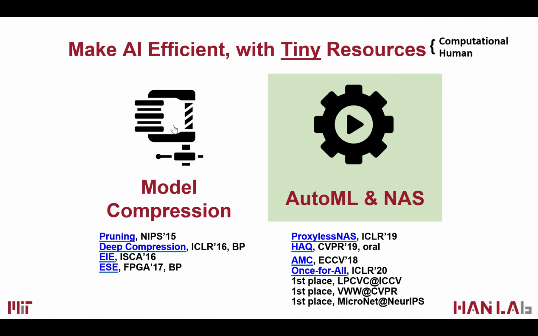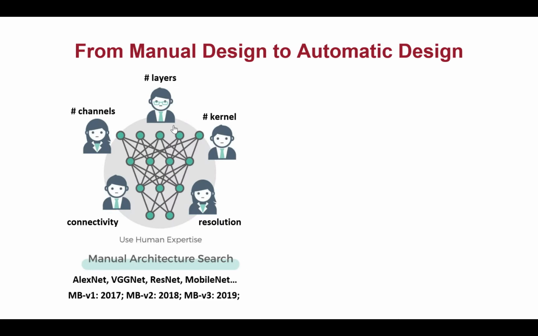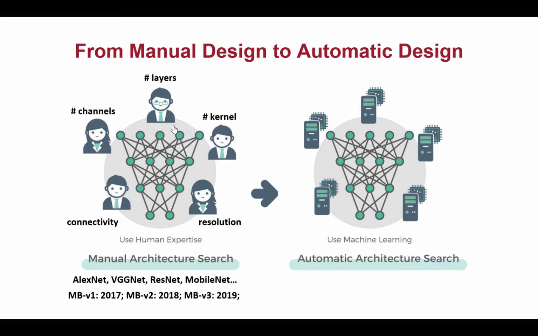So we also work on human resource efficiency with AutoML and NAS. Traditionally, researchers manually design the architecture based on human expertise. It typically involves tremendous human effort to tune each dimension for a better trade-off between accuracy and efficiency. The cost is prohibitive. Recently, neural architecture search techniques were proposed to reduce the human resource cost by using machine learning to automatically design the neural architecture.